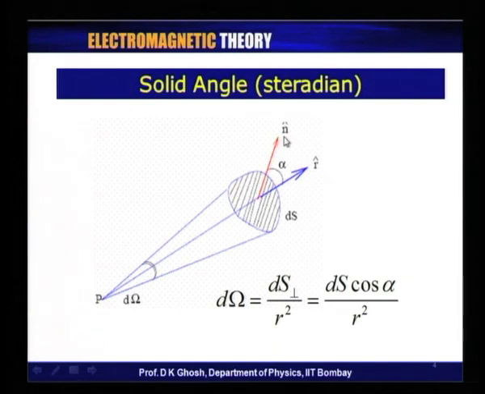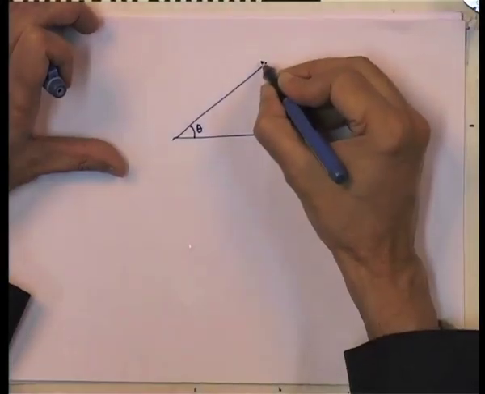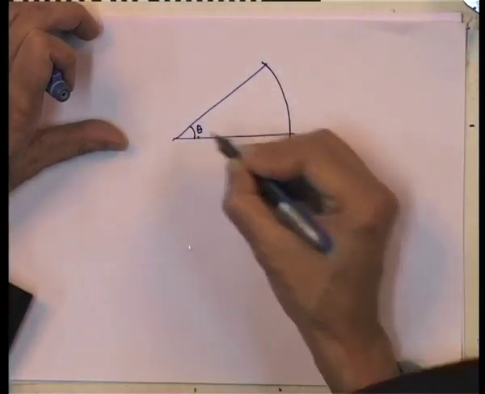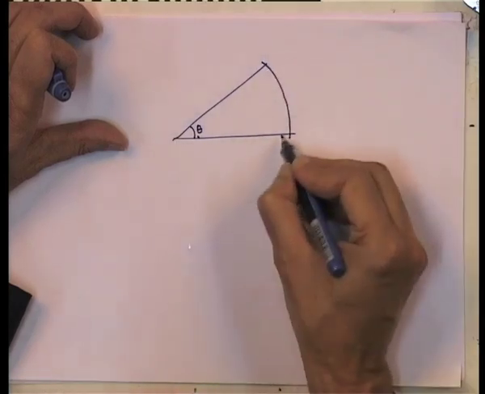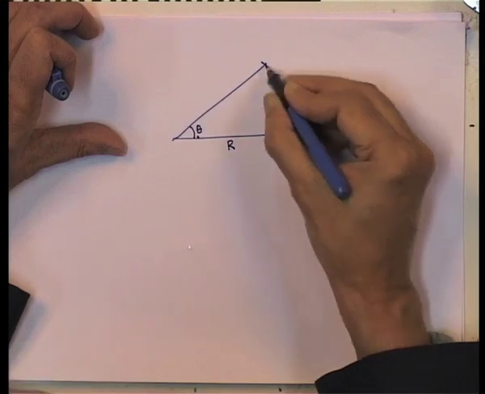But before we continue with it, we would like to introduce what is known as a solid angle. You are all familiar with the concept of an ordinary angle. You recall how one defines an angle in two dimensions. Supposing you have this angle theta, you draw an arc there, and this angle theta is related to the length of the arc and the radius. If this is radius r, then r times theta is the length of the arc.